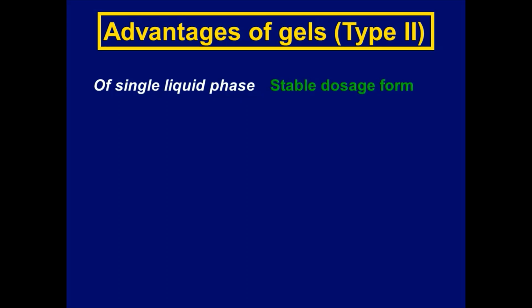Advantages of gels, and of course I mean type 2 of one phase gel systems. They are of single liquid phase, so no separation is expected to take place, and this gives stability to this dosage form, physical stability. These dosage forms are physically stable. No phase separation is expected simply because this dosage form is composed of only single liquid phase.